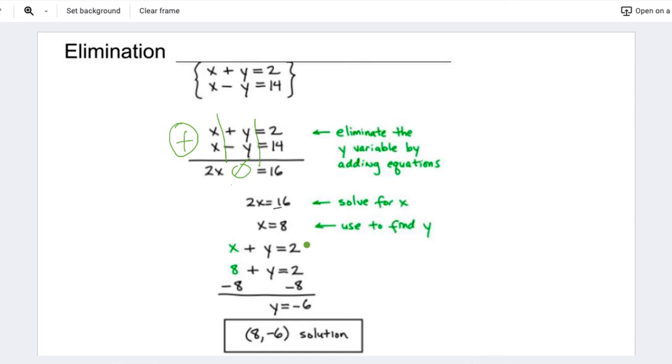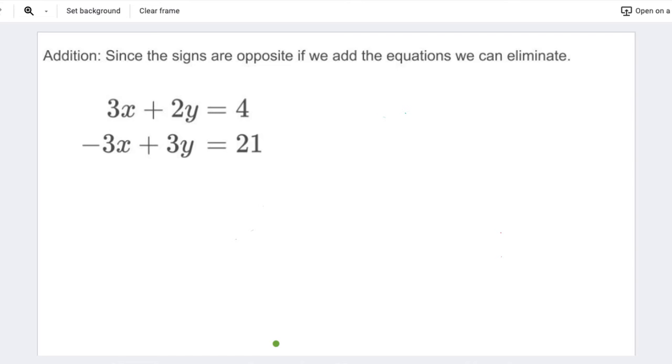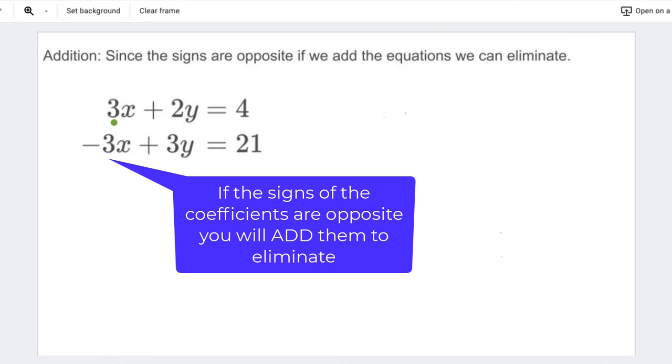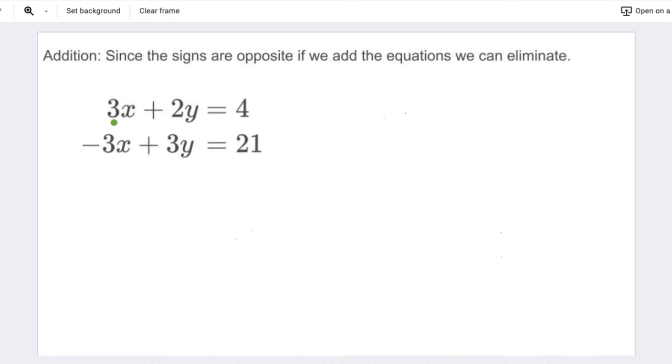So just like with any other system, we need to find the other number. So plug that 8 in for x to one of these two equations, it doesn't matter which one, and solve for y. So in this case, the solution would be 8, negative 6. So the way to decide if you're going to add or subtract is by looking at the coefficients that are the same, in this case, 3 and negative 3. If the signs are the same, we're going to subtract them. If the signs are the opposite, we're going to add them together.